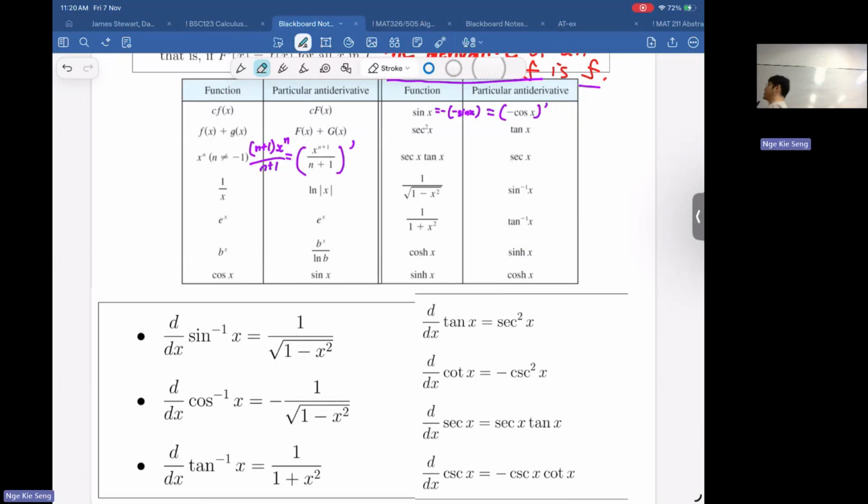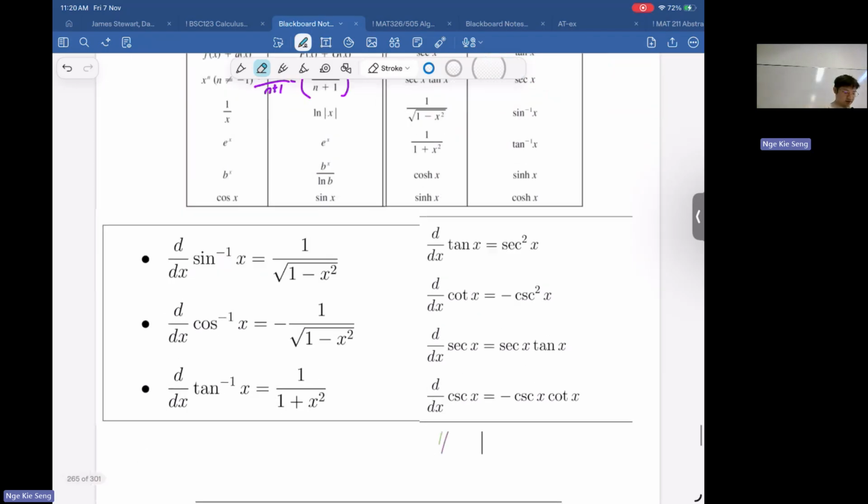Did anyone notice that this antiderivative might not be unique? Might not be unique. Because you should remember that when you differentiate a constant, what do you get? It's 0, right? So you can actually add any constant to your antiderivative, and then that constant part will disappear. Later we will see how important this constant part is during the calculation.